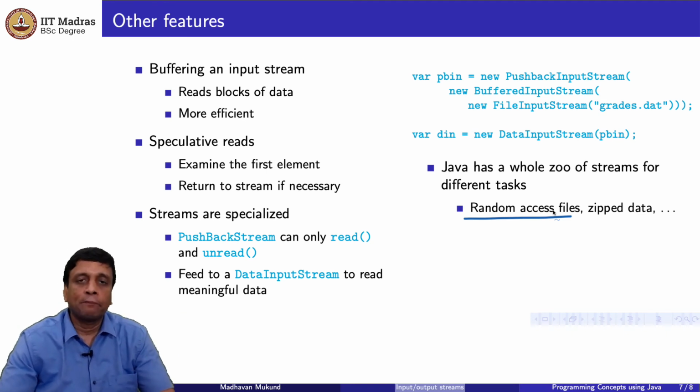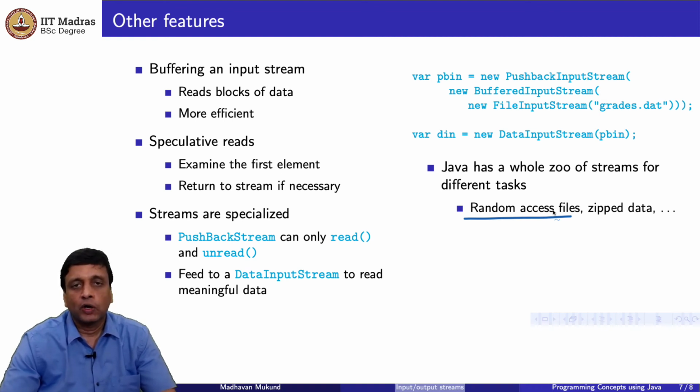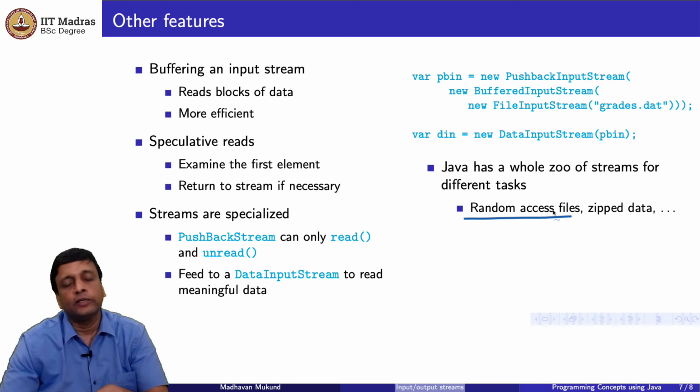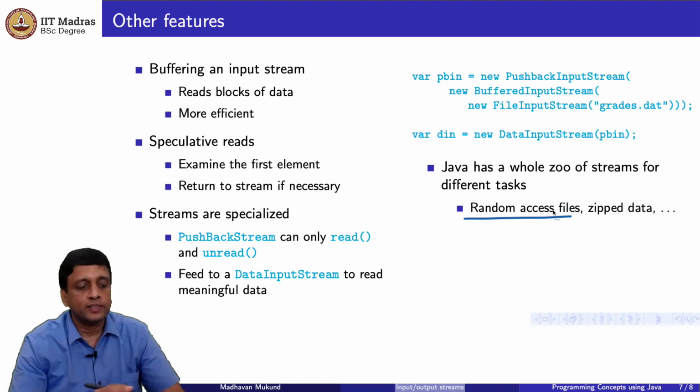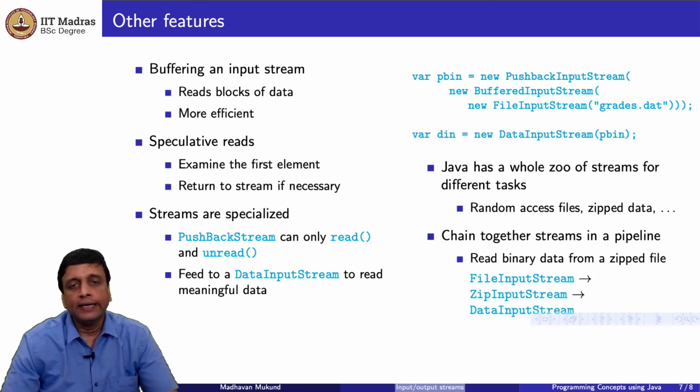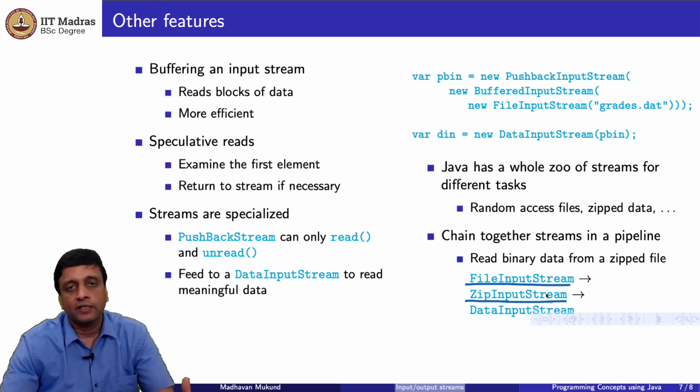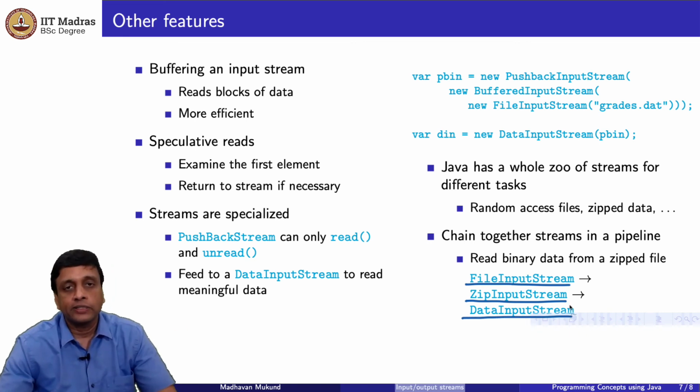What if the data is somehow compressed, supposing it's in some zip format? Then I have to unzip it in order to make sense of it. So rather than unzip it separately, Java will actually allow you to read the zip data directly and transform zip data into unzipped data. So for example, if I want to read binary data from a zip file, first of all I will construct a file input stream connected to the zip file. Then I will layer a zip input stream on top of this, which will take the data from that file input stream and unzip it and put it out as unzipped data. Now I can take the unzipped data, which is now readable, and interpret it using a data input stream.